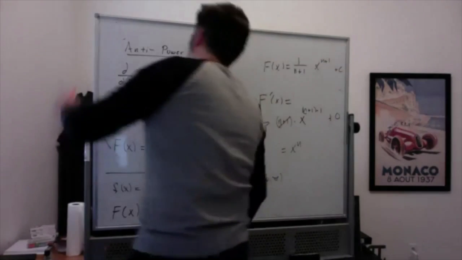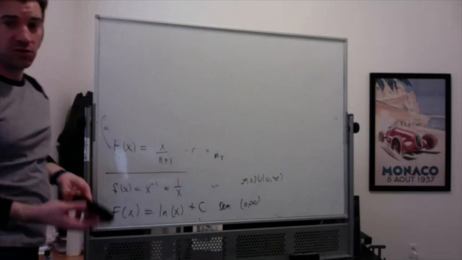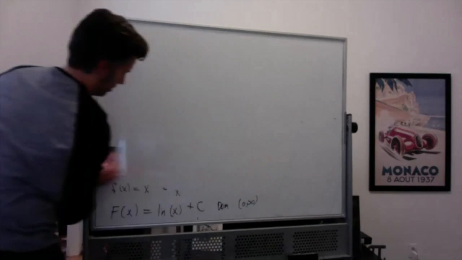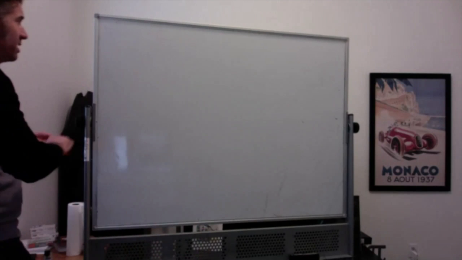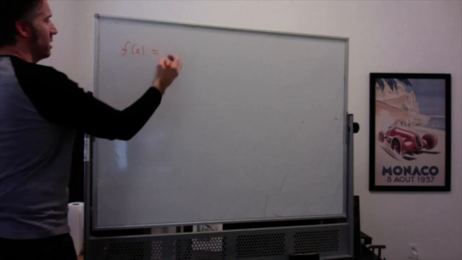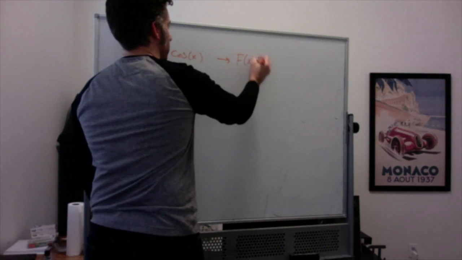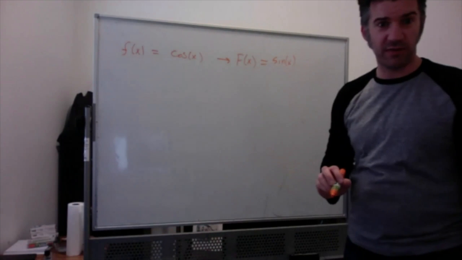So here's the thing to know about antiderivatives at this juncture. Any function you know the derivative of, you know the antiderivative of that derivative. Like all your trig functions. So for example, if my function is cosine of x, what's the antiderivative of cosine? Well, whose derivative is cosine? Positive sine.